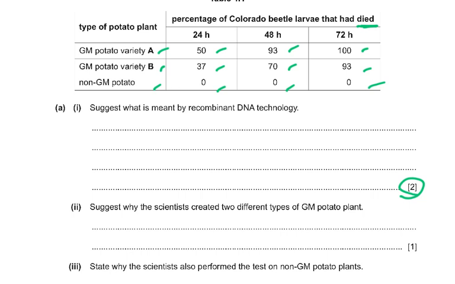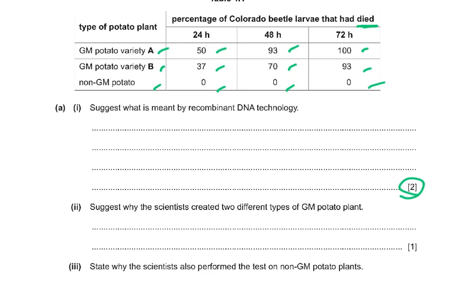So suggest why the scientists created 2 different types of GM potato plant: so that we could compare the effectiveness of the different genes, the BT and the OC2 plant varieties A and B, to see which gene variety, A or B, works better, which one is more effective in killing the insects. Because then we don't need to use any insecticides and these insects would die.